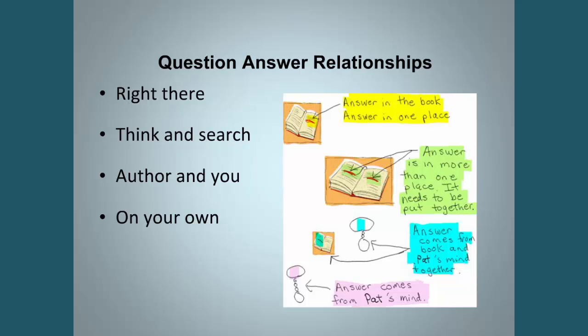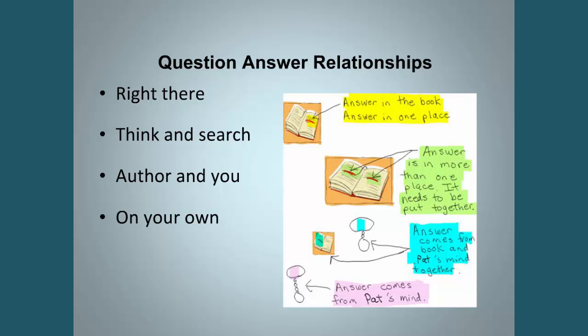So the right there question means that the answer is in one place in the book, and I take that highlight tape and I put that in the book. So what color is the boy's shirt? And then I take the highlight tape and I put it over the boy's shirt is blue. And so they see there's a connection between the question they're supposed to answer and the book on the page. They usually get that pretty quickly.